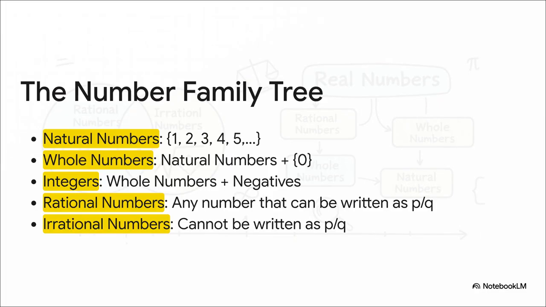Okay, so way down at the roots, we've got the natural numbers. The ones you first learned to count with. Simple enough. Then you add 0 to the mix, and boom, you get the whole numbers. Bring in their negative opposites, and now you're dealing with the integers. And from here, the family tree splits into two really big branches. The rationals, which are any numbers you can write as a simple fraction, and their kind of mysterious cousins, the irrationals, which you just can't.